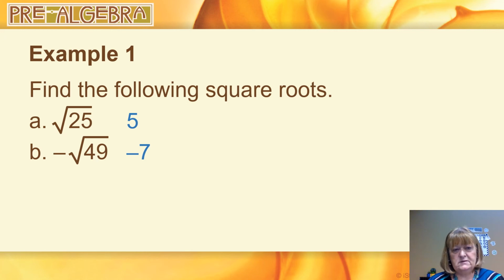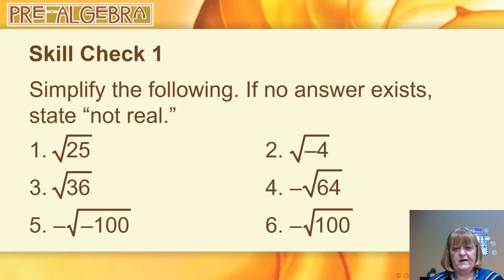It is not possible. Okay, let's simplify the following. If the answer doesn't exist, then we're going to say not real, which is the same thing I just said. We know the square root of 25 is 5. Oh, sorry, I jumped over the wrong one. Notice the square root of negative 4, negative underneath, not possible. So not real for number 2. Number 3, square root of 36, 6.